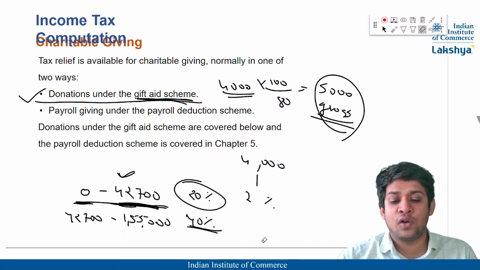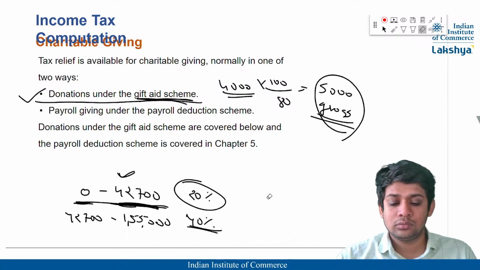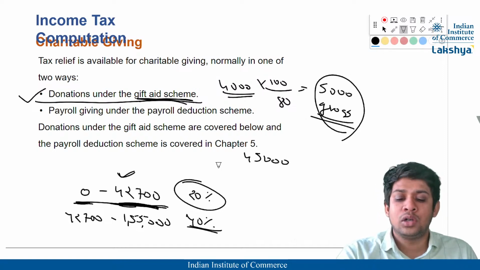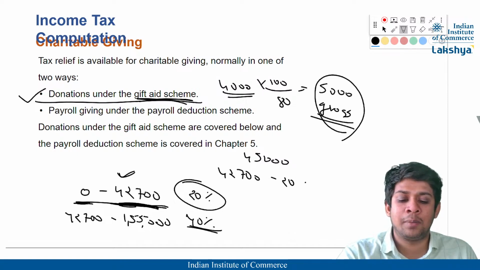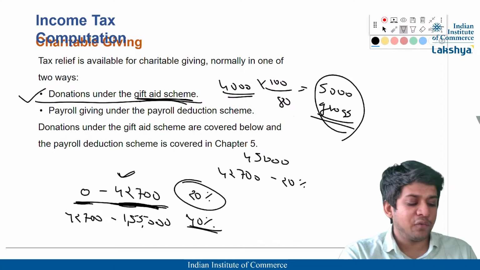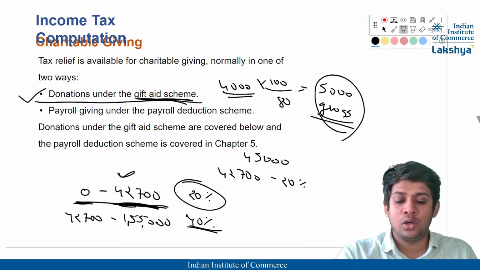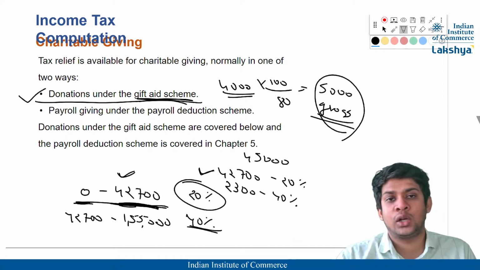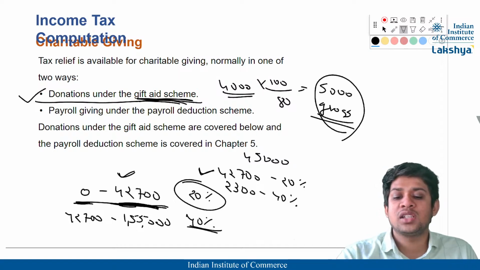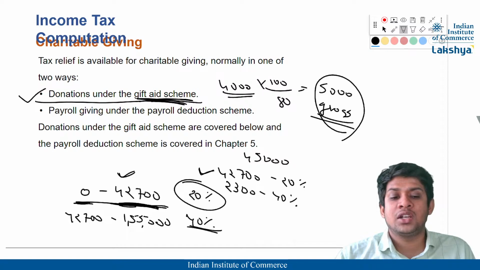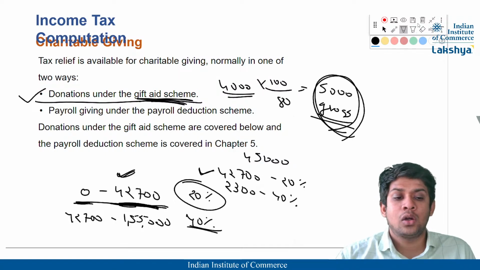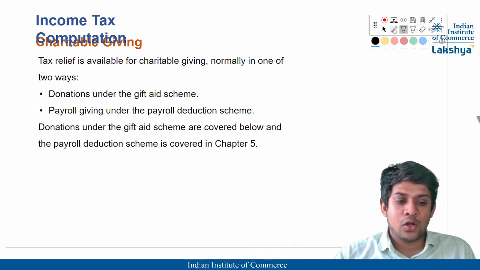If in case I exceed 42,700, that means maybe my income is 45,000. So till 42,700, I will be charged 20%, and 45,000 minus 42,700, on 2,300, I will be charged 40%. So my band has increased. Now it has become 42,700 because of my gross gift aid donation. And always remember, the band shall be extended by the gross amount. I hope it is clear, guys.